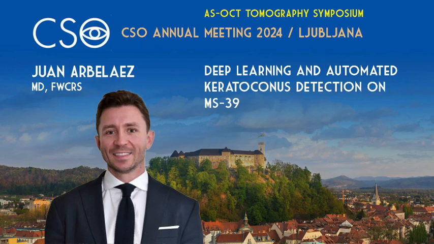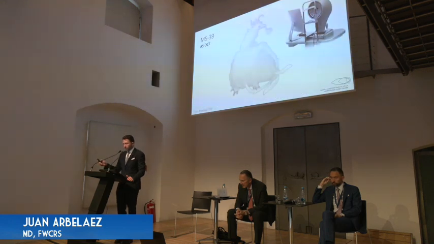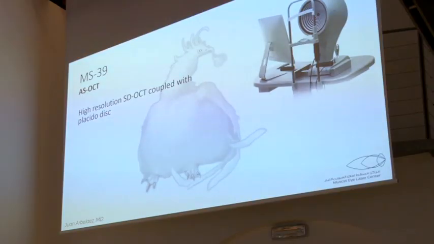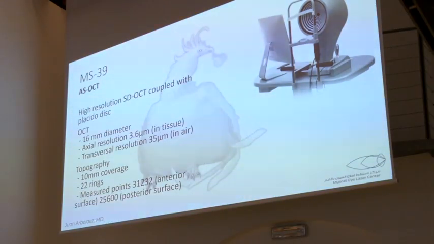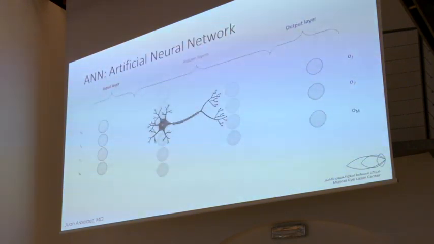Well, today I will guide you through the keratoconus screening software that we are using in the MS-39 and how artificial intelligence was included in the screening process of keratoconus. First of all, we already know what the MS-39 is. I will go through this slide a little quicker because most of us are acquainted with it. And the artificial neural network is the type of artificial intelligence that we use for the screening.